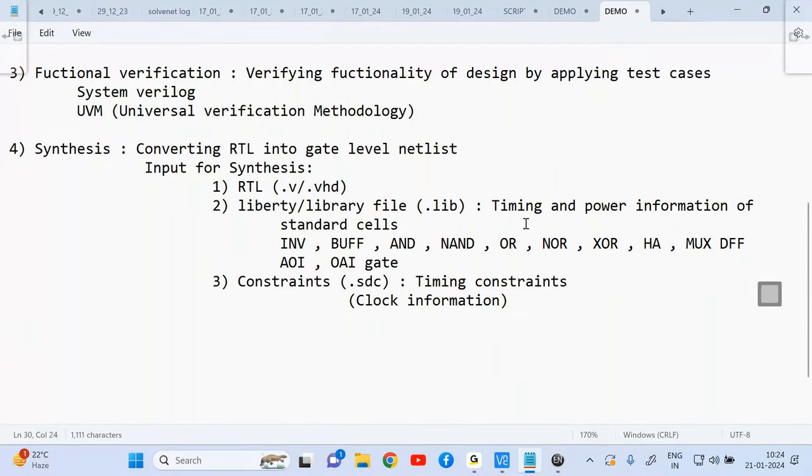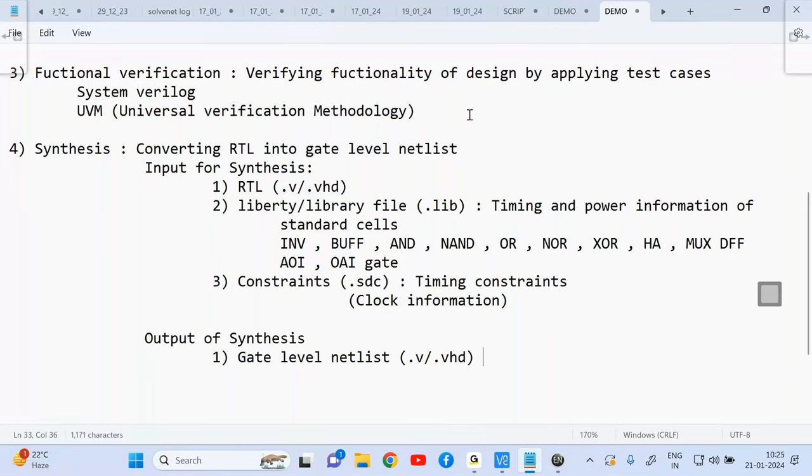Now, these are the inputs for synthesis. What is the output of synthesis? Gate level Verilog file, the gate level netlist. So what does a gate level netlist consist of? A gate level netlist is also a Verilog or VHDL code.